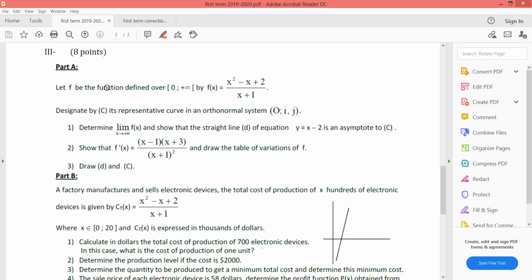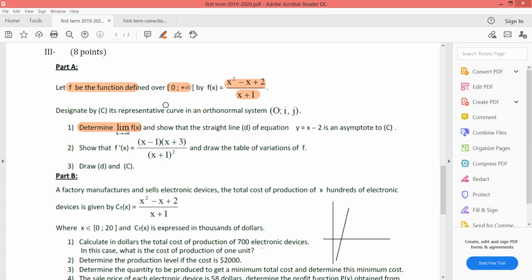So we have the function f defined over 0 plus infinity by f(x) equals x squared minus x plus 2 over x plus 1. Denote by C its representative curve in an orthonormal system. First part, what is the limit as x tends to plus infinity of f(x)? Highest over highest. Plus infinity over plus infinity.